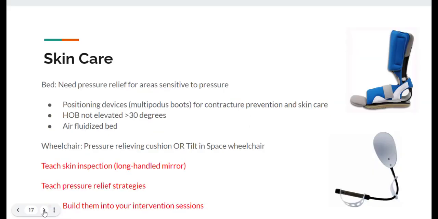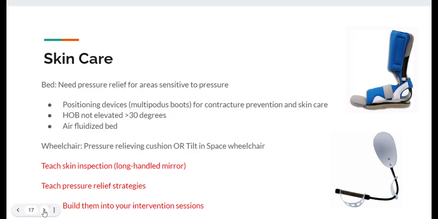Some of the things that we might use are that multi-podus boot. We talked a little bit about that last semester and showed you one. If you want to see it again, I'm sure we can dig it out of the closet. That's going to help not only for the skin care, floating those heels, but it will also help keep the ankles at a 90-degree angle. Again, the head of the bed shouldn't be elevated greater than 30 degrees, so we don't have them sliding down and creating friction, especially in the sacral area.